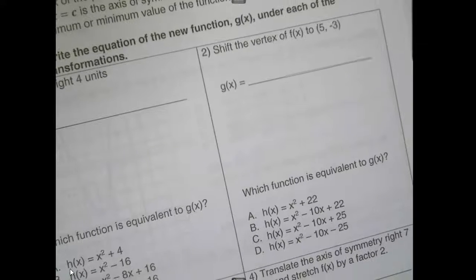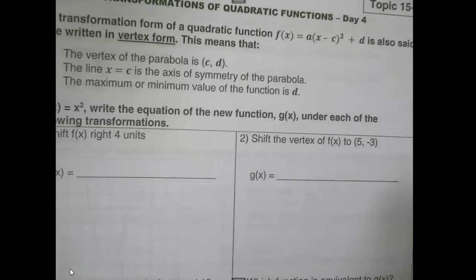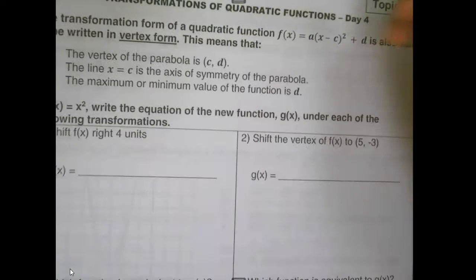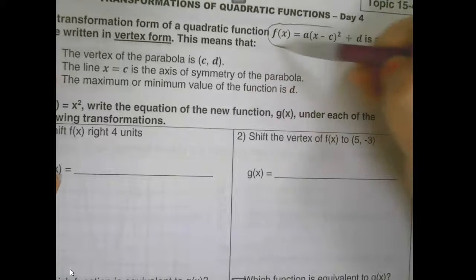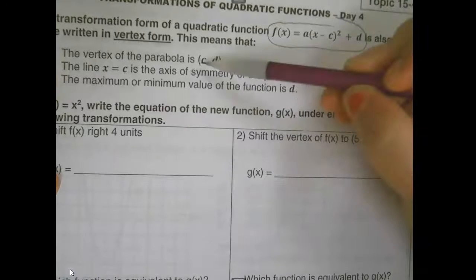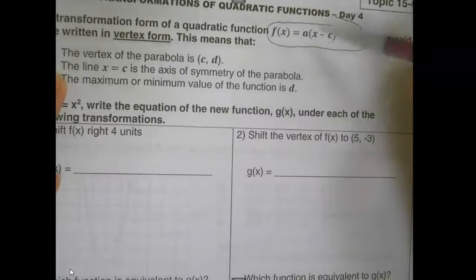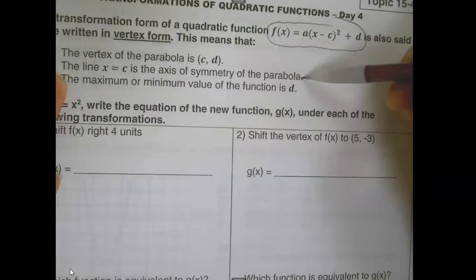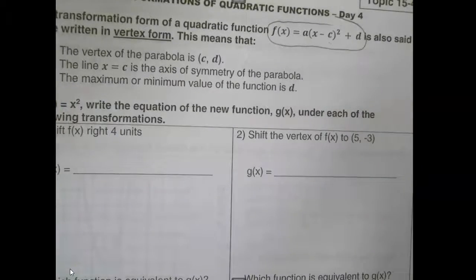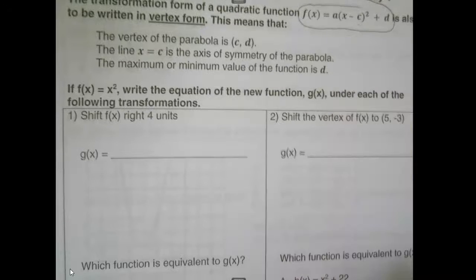Alright, this is 15.4. Up here, we have important notes at the top. This tells me that when I am in this vertex form, my CD is my vertex, my C is my axis of symmetry, and my D is my maximum or minimum. So we're going to be using that, but it's only when it's in this form.